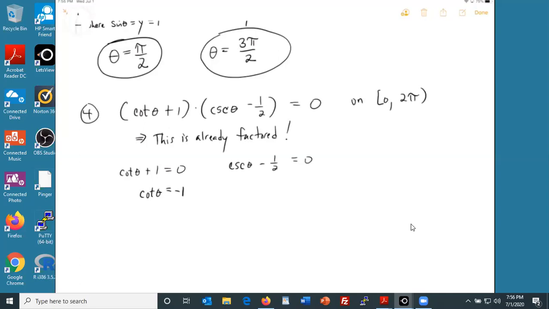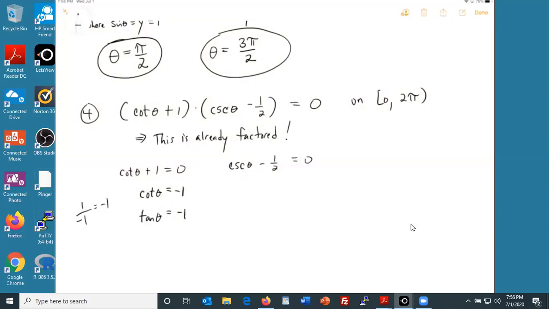Now, cotangent, don't forget, is x divided by y, okay? Maybe you don't like that. Maybe you'd rather have it as a tangent. Well, remember, this is the reciprocal of -1. What's the reciprocal of -1? Well, it's 1 over -1, which is -1. So cotangent and tangent are equal in this problem. They're both -1.